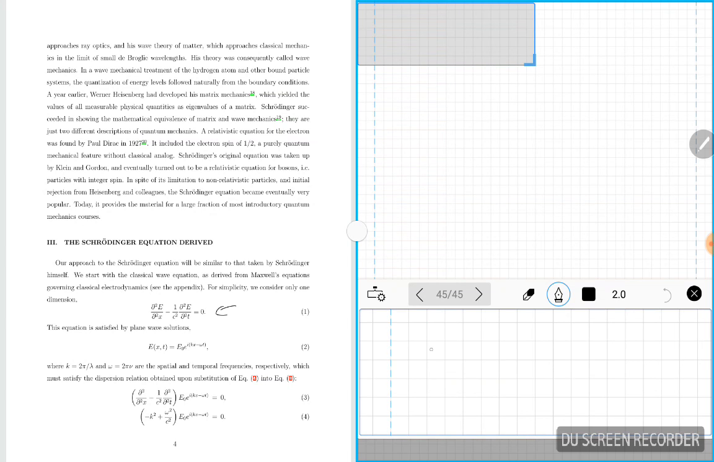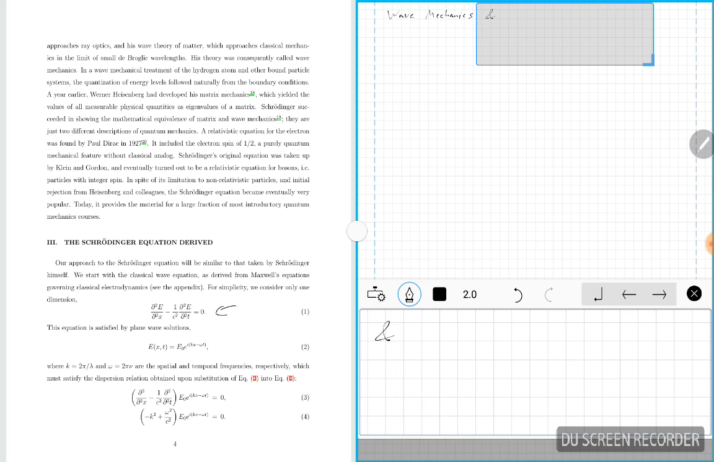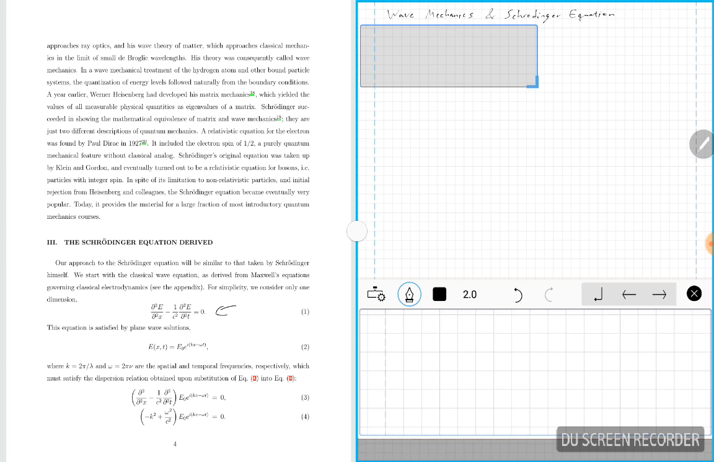Okay, I'm going to go into some detail here about wave mechanics and where the Schrödinger equation comes from. I did another video on section 1.1 of Griffith's Introduction to Quantum Mechanics, and sort of glossed over this part, so I'm going to go over it in more detail here.